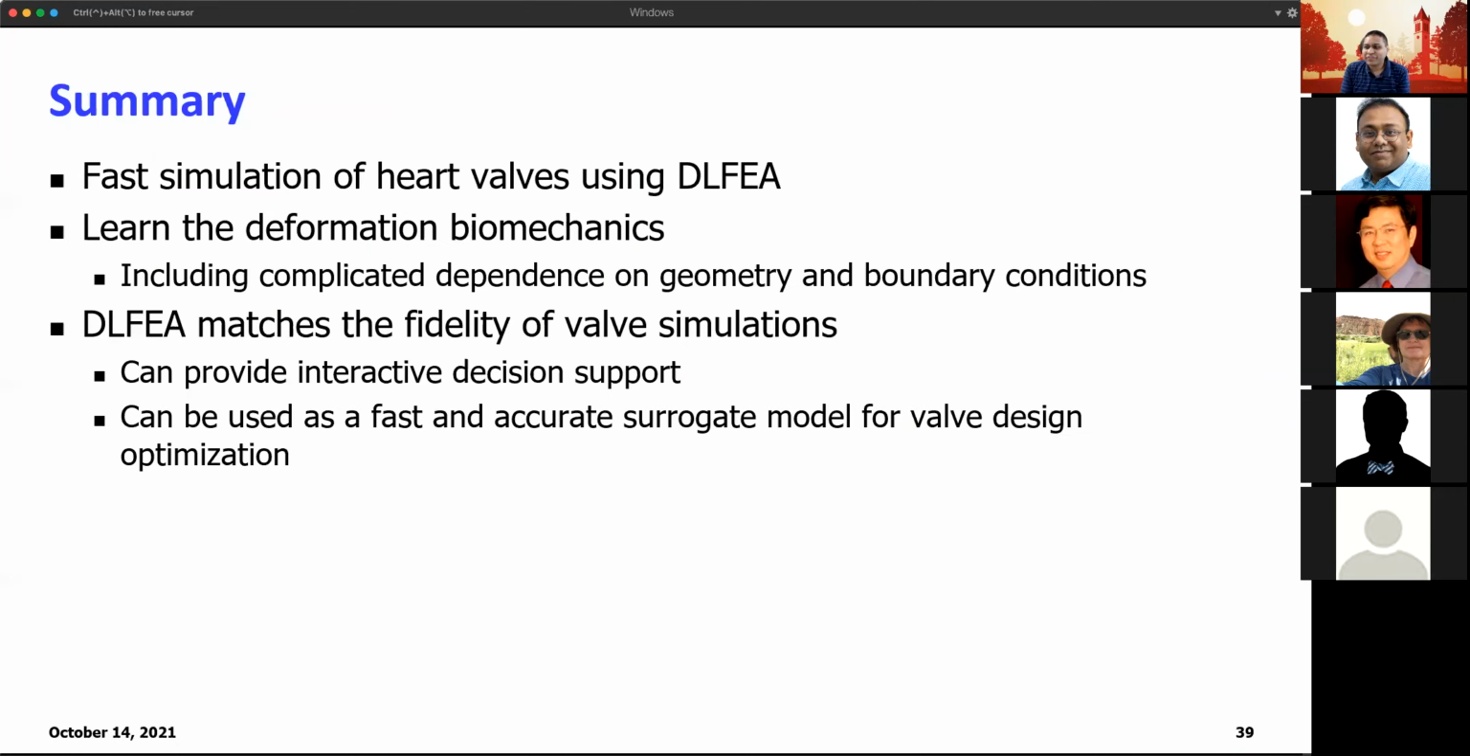So to conclude the second part, essentially we can simulate heart valves really fast using DLFEA, which is deep learning for FEA. Essentially we learn the deformation biomechanics. Not only are we able to do the simulations very fast, the fidelity of the valve simulation is also as close as you would get from a validated simulation model. The idea is that you can use these as a fast surrogate model for valve design for a particular patient, for example, in the future.